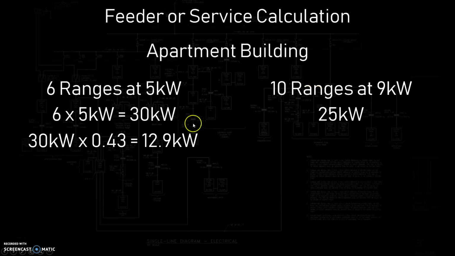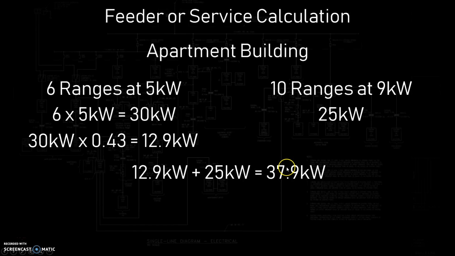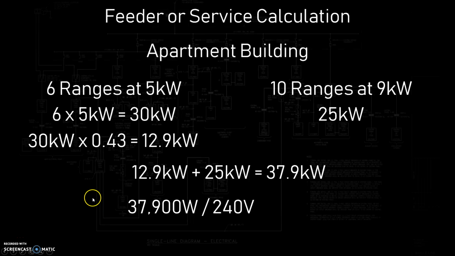So we now have 12.9 kilowatts for this set. We have 25 kilowatts for this set. We can add them together for our total kilowatt value of 37.9. Again, I want to turn that into amperage. So we're going to use some Ohm's law here. I'm going to translate that from kilowatts to watts. We're going to divide it by 240, as is the case in most residential installs. Comes out to 157.917 amps.